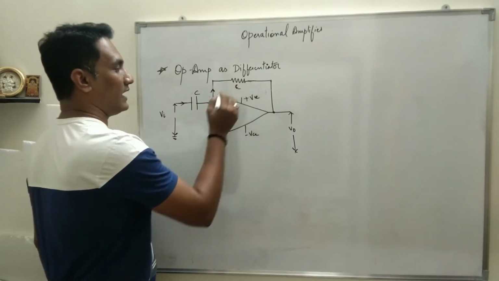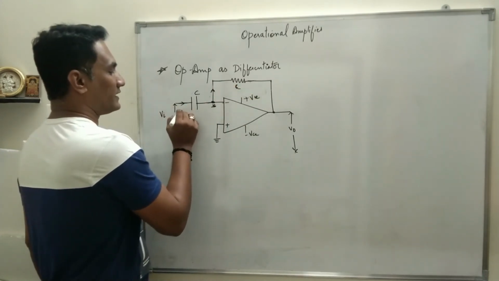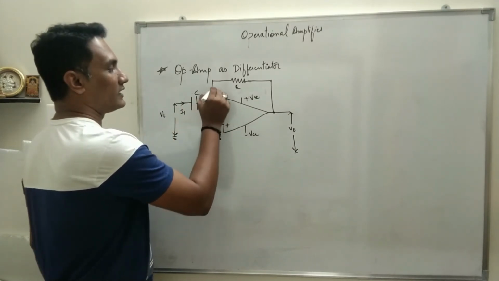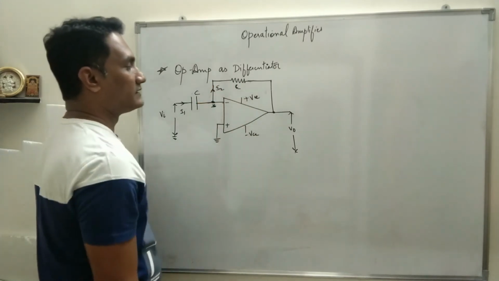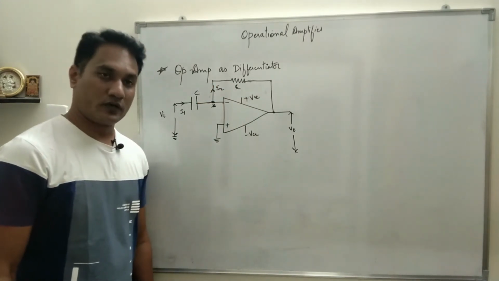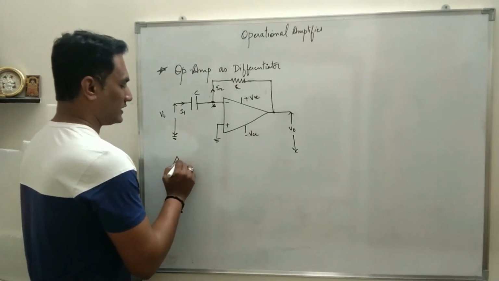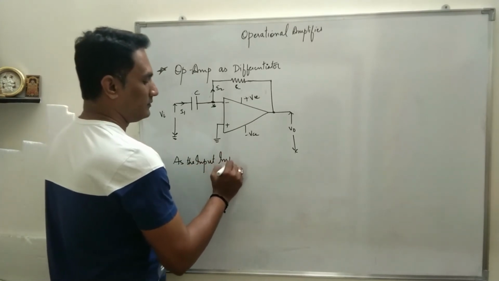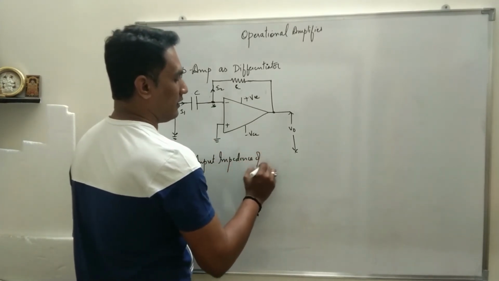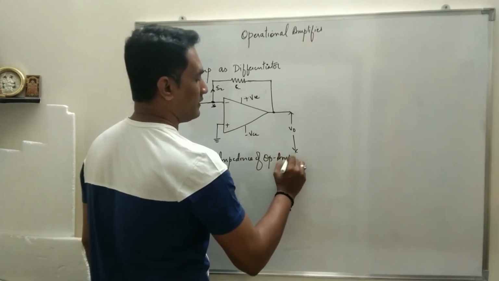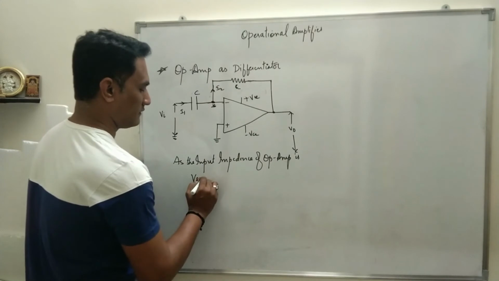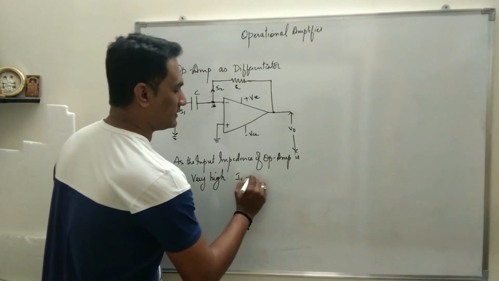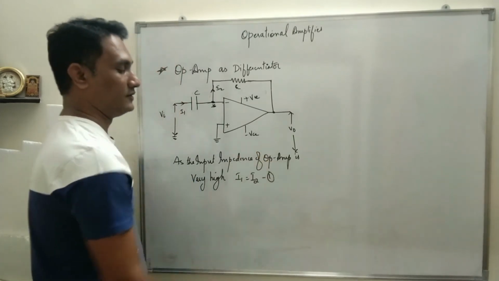This is resistance R. Now when Vi is applied, current I1 will flow up to this point. As the input impedance of op amp is very high, all the current will flow through R. So we can say I1 is equal to I2. Okay, so first thing which I'll write is, as the input impedance of op amp is very high, what you can say is I1 is equal to I2. Let this be equation number 1.